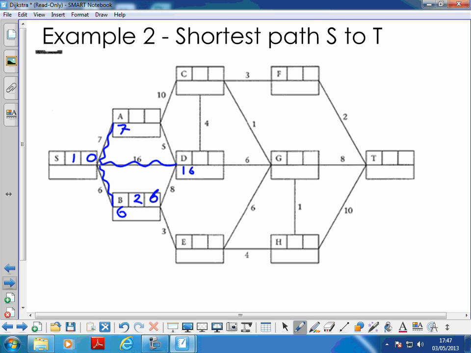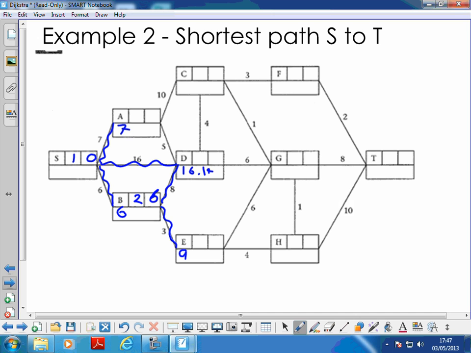And there's 3 down here, which is 9. And there's 8 up here, which is 14. That's all our updating done. 7 is the smallest, because our working values at the moment are E9, D14 and A7. So the smallest is A7.